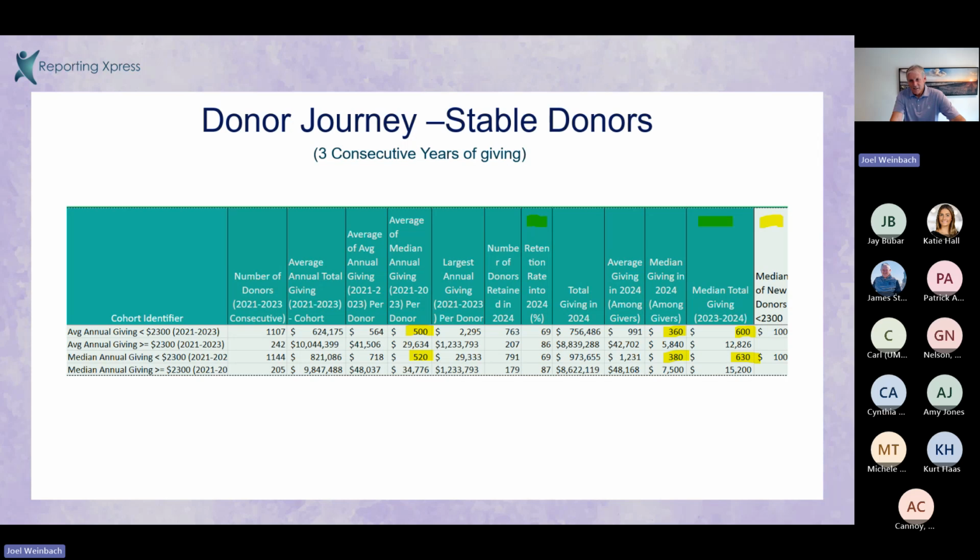The retention rate as well. Look at this retention rate. That's really good. 69%, 86 for the big ones over 2,300, right about 86, 87 for the tops, and 69 in both cases for the low to mid. Those are really good retention rates, and they're valuable donors because they give a lot and they're retained at a high level.